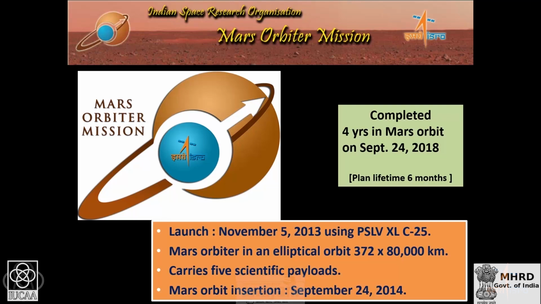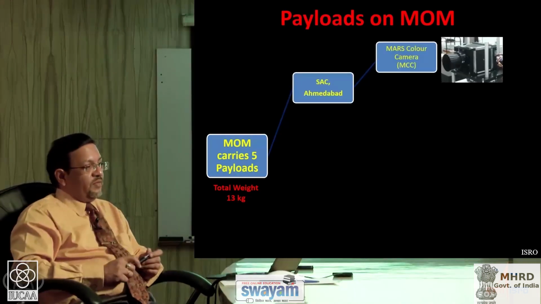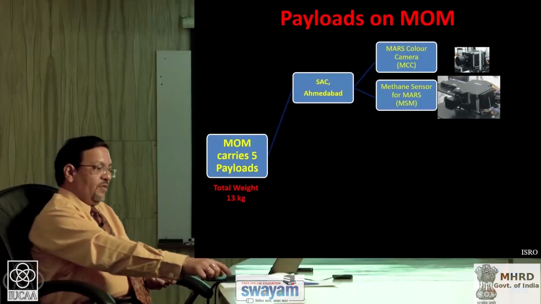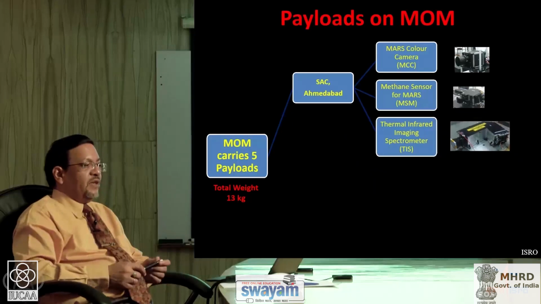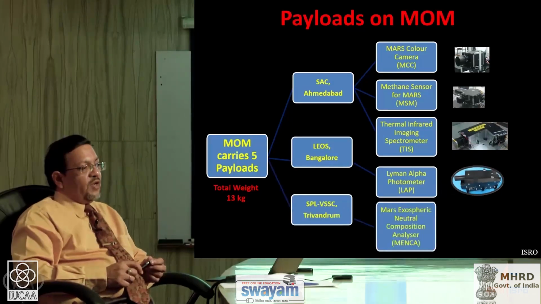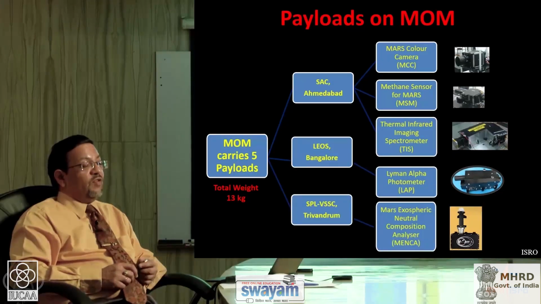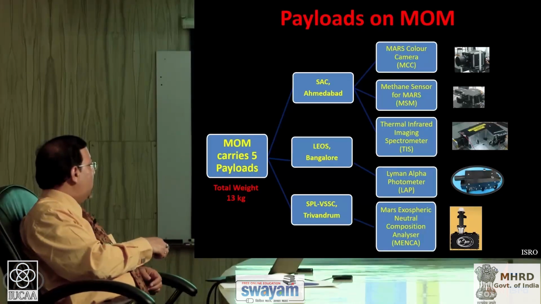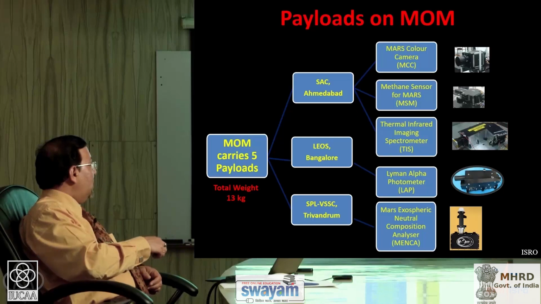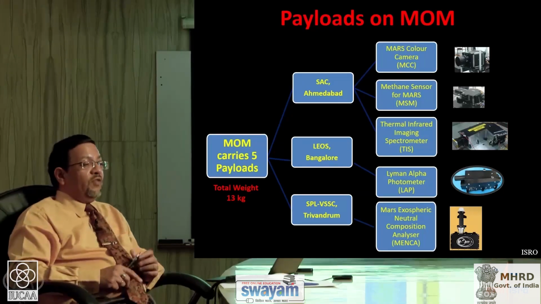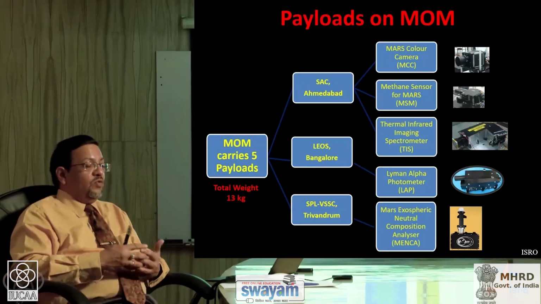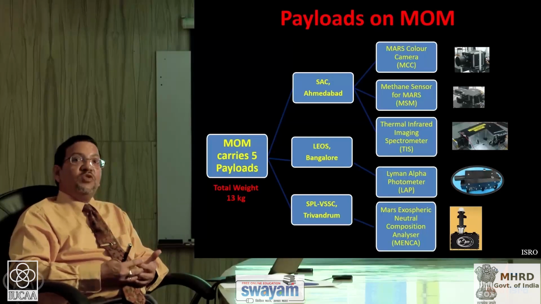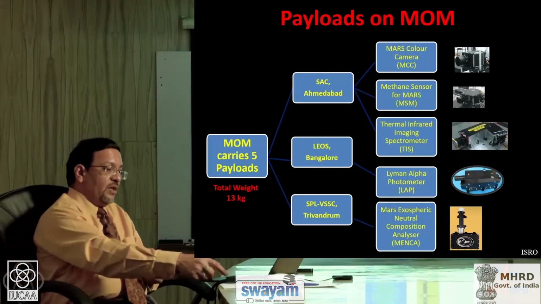There are 5 experiments on the Mars Orbiter Mission, which we call the payload, which has a mass of about 13 kgs. And one of the experiments in which I was directly involved is called MENCA, which stands for Mars Exospheric Neutral Composition Analyzer. This experiment was essentially meant to measure the atmospheric composition of the Martian atmosphere.